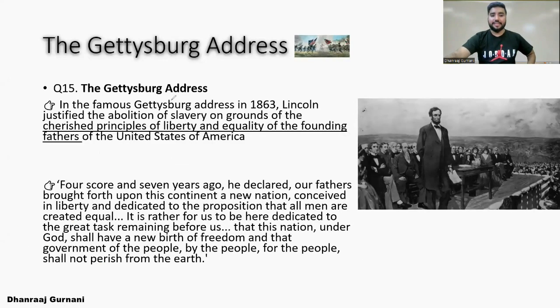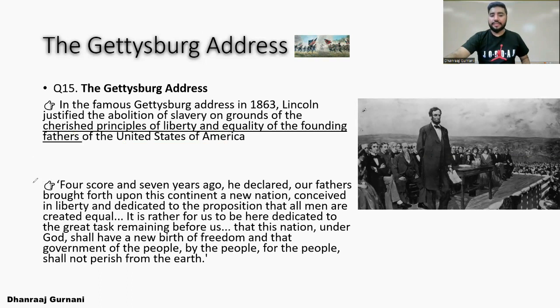The Gettysburg Address. In the famous Gettysburg Address, when was it given? In 1863. Gettysburg is a place in Pennsylvania. Lincoln justified the abolition of slavery on the grounds of cherished principles of liberty and equality of the founding fathers of United States of America. He said United States of America was basically founded on the principles of liberty and equality, and it was done by the founding fathers.